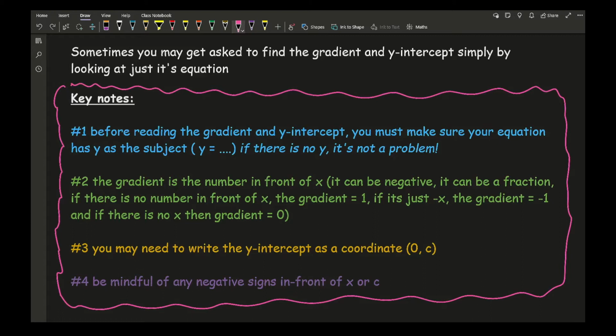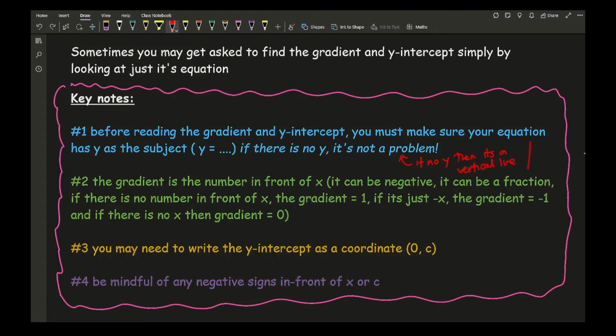The key point for 1 is, before reading the gradient and the y-intercept from an equation, you must make sure that your equation has y as the subject. If you're not sure what making y the subject is, it basically means y equals. You don't want anything else, you want y by itself followed by an equal sign. Now there may be a time where you have no y, and that's not going to be a problem. All it basically means is that it's going to be a vertical line. So let me write that there. If no y, then it's a vertical line.